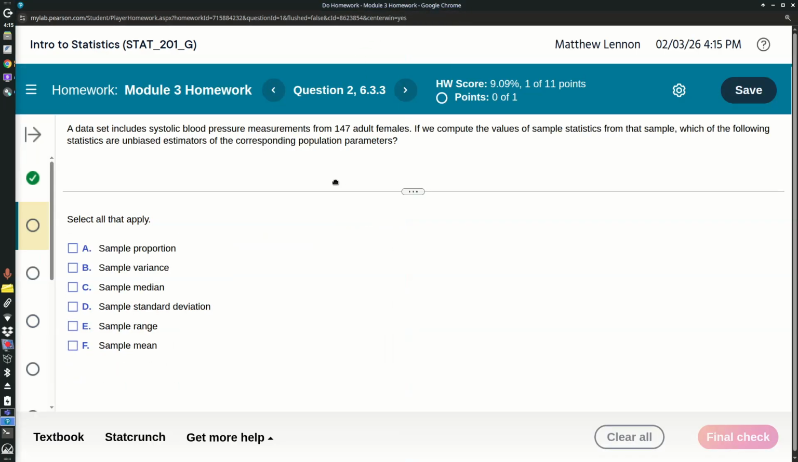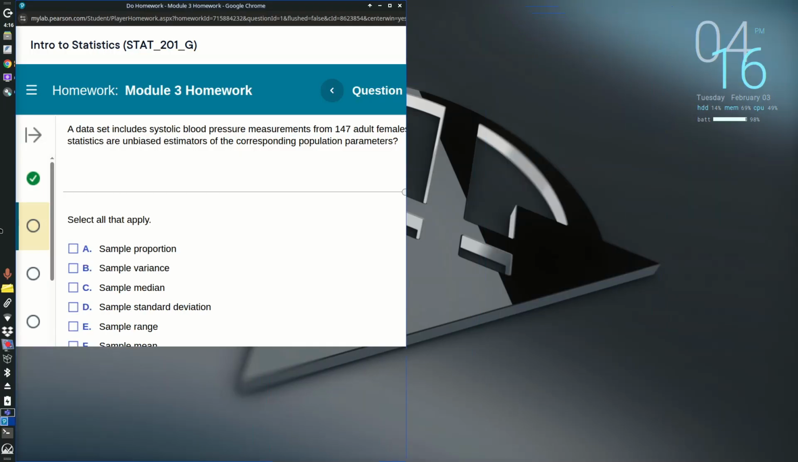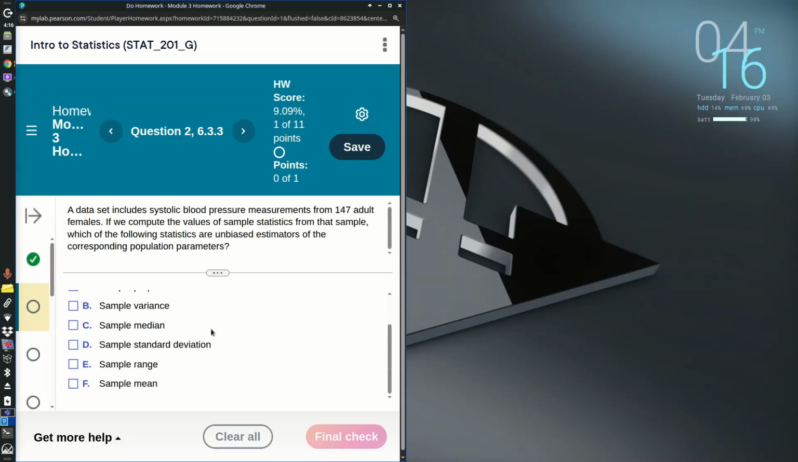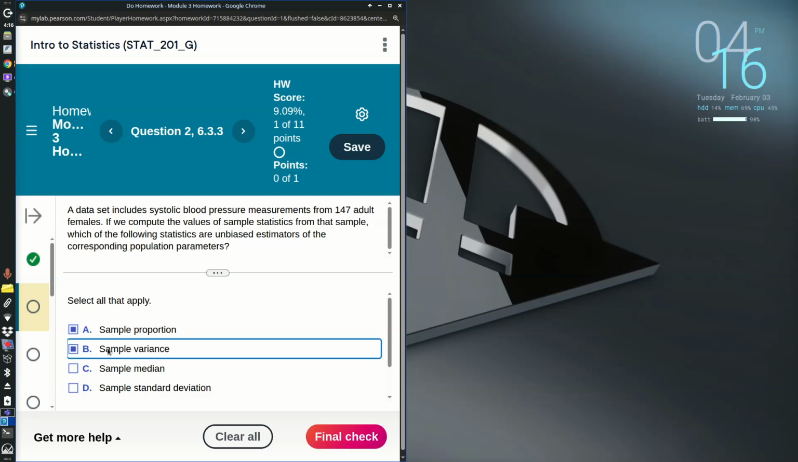Okay, this one is just talking about a data set that includes systolic blood pressure measurements from 147 adult females. If we compute the values of sample statistics from the sample, which of the following are unbiased estimators of the corresponding population parameters? I always forget this question. I swear I Google it every time. I don't remember. Sample proportion, sample variance, sample mean.